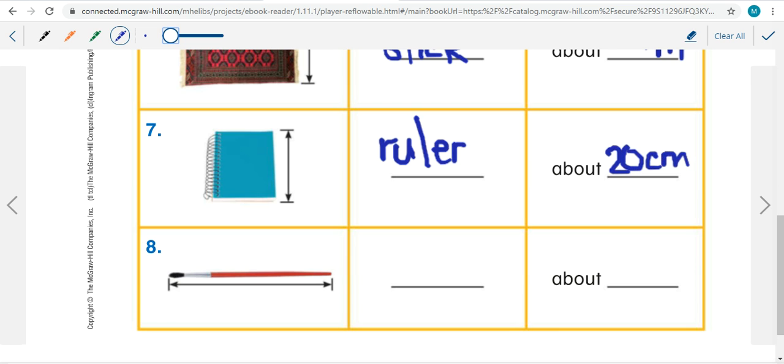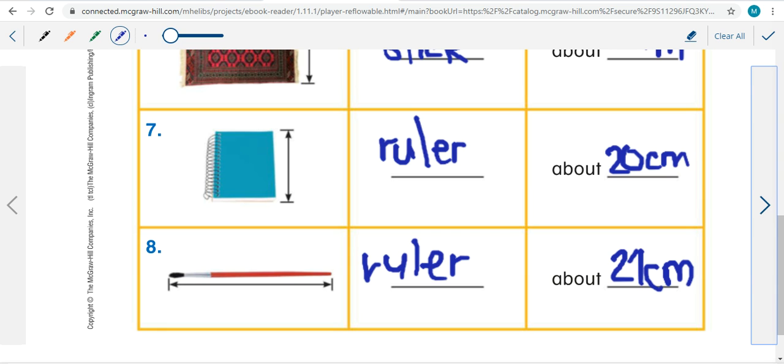Okay. Now, this paintbrush, it's a small object, so we use a ruler. Okay, so this is a paintbrush, so we use a ruler, and this ruler, it's about 21 centimeters. So write 21. If you have another measurement, it's okay. Remember that Miss Marlene is estimating.